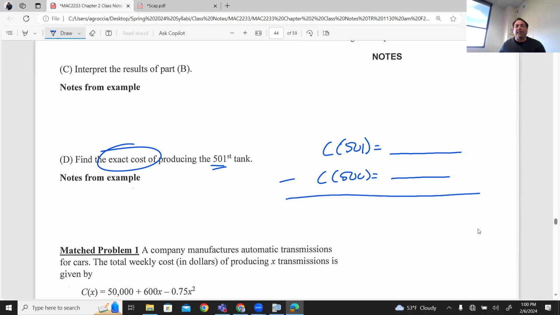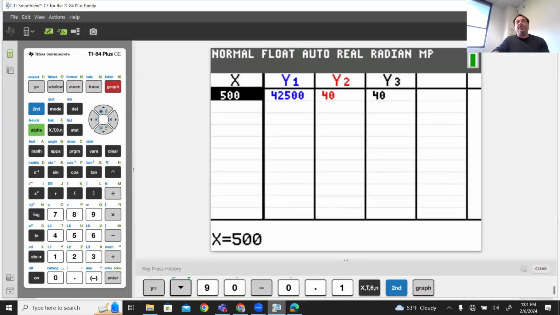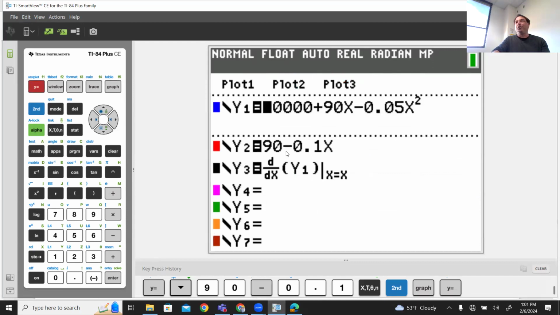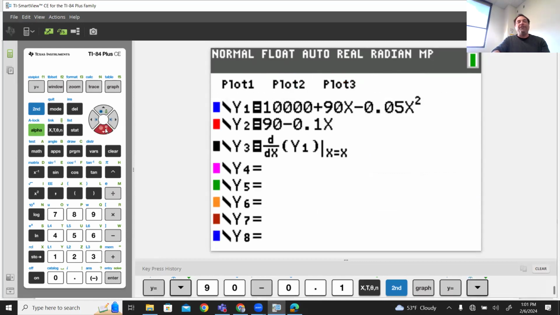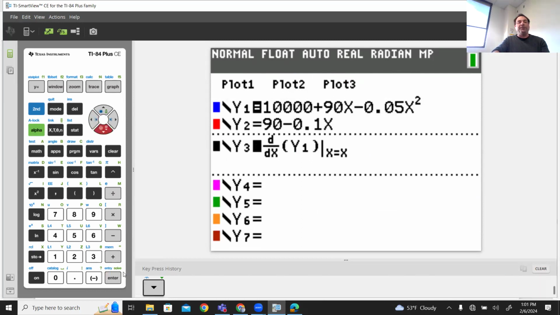And you're like, wait a minute, what does that mean? That means when I ask for exact cost of the 501st, all I want is the cost of 501, minus the cost of 500. Now, just watch, don't do it. I'm going to show you a little trick on your calculator. If you go to y equals, and I don't want to do derivative anymore, if I go to these and push enter on top of the equals, it will no longer show me the derivatives. It will just show me the highlighted equals.